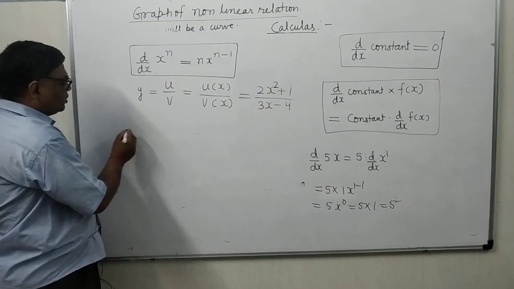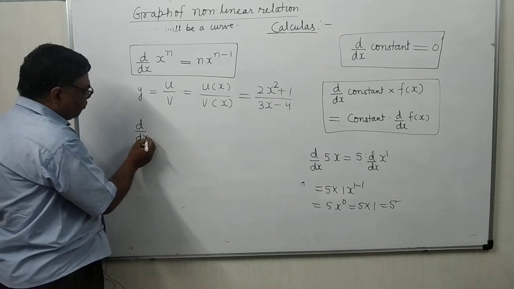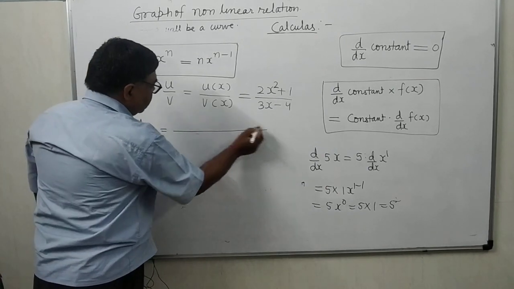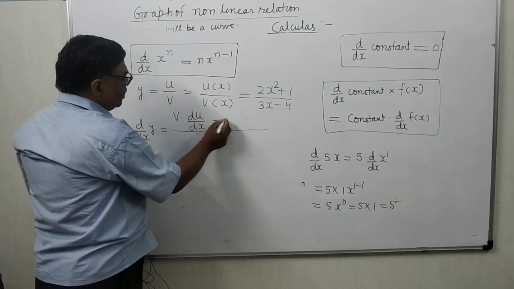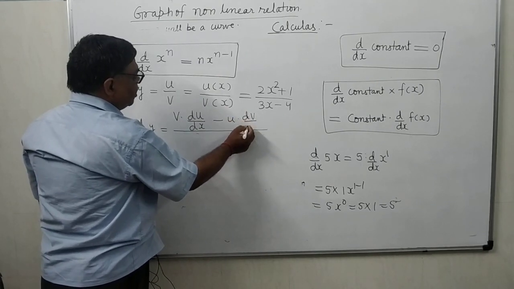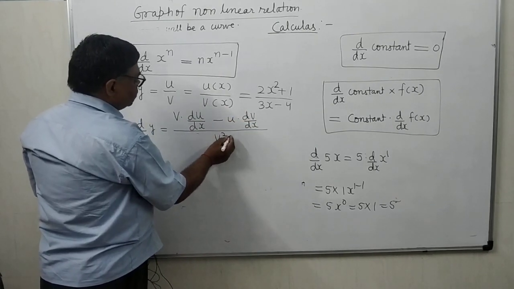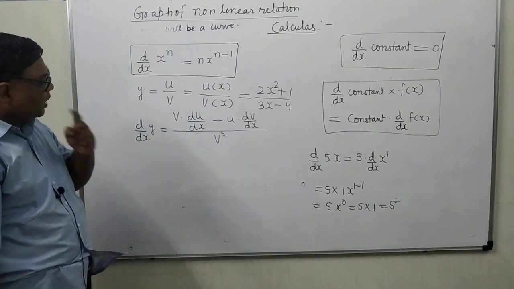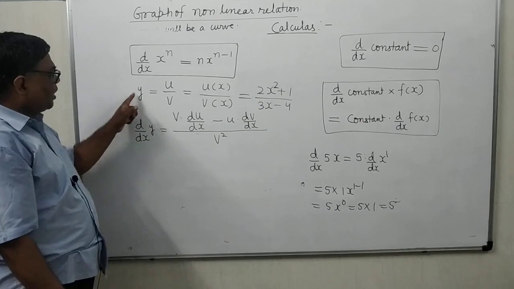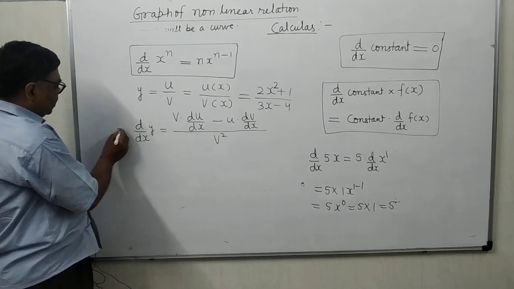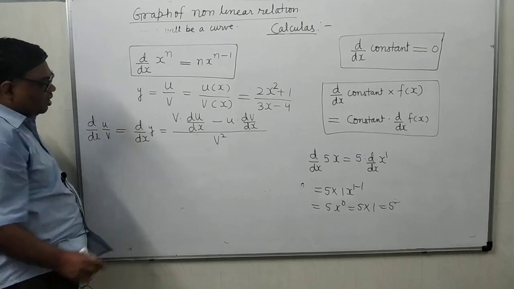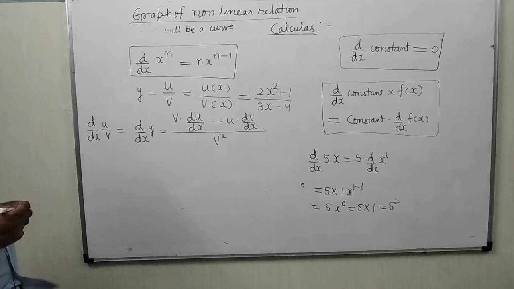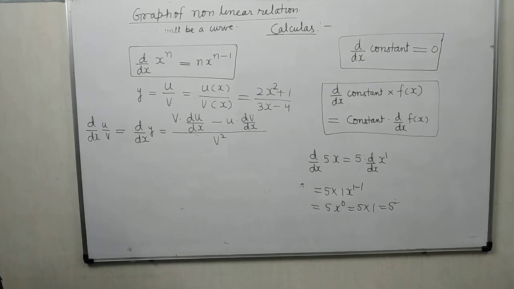Now if you have to calculate this, then what is the formula? D by dx of y equals v into du by dx minus u into dv by dx, upon v square. This is the formula. It's clear? By using this formula we can calculate d by dx of u upon v. It is equal to v into du upon dx minus u into dv upon dx, upon v square. This is for the quotient.